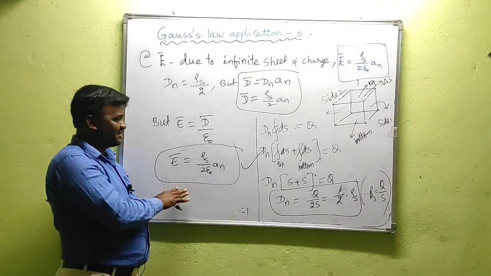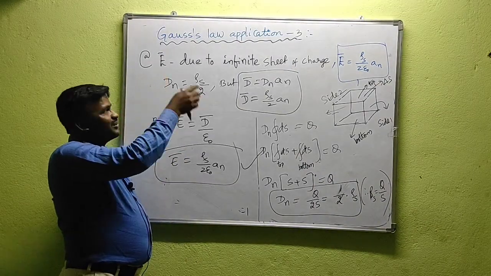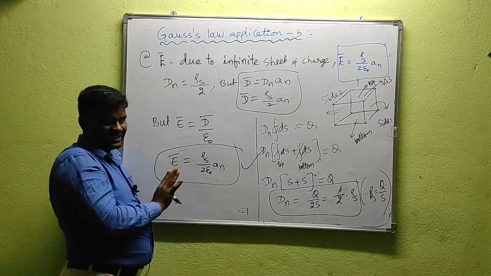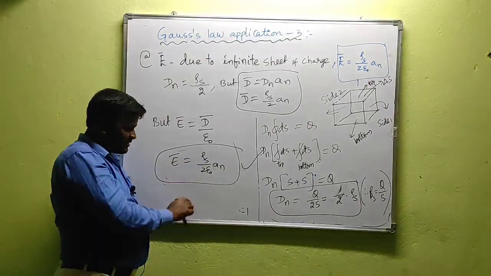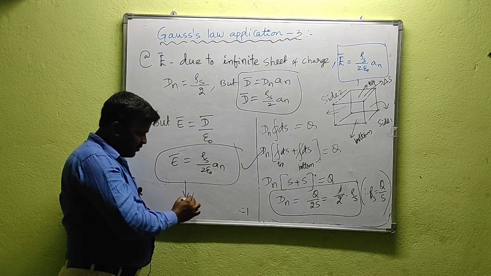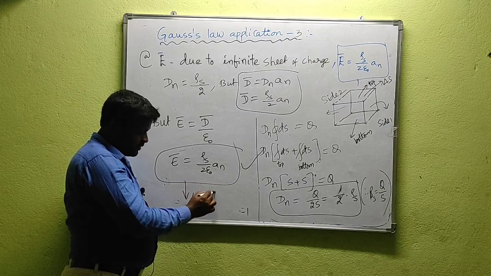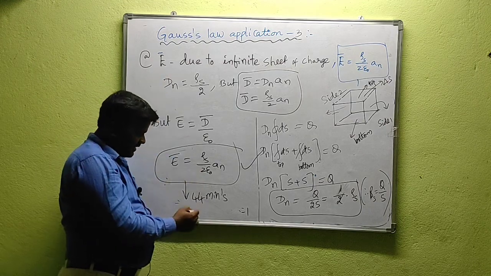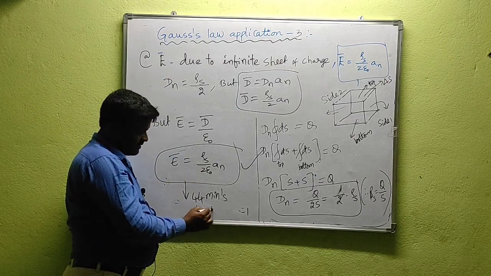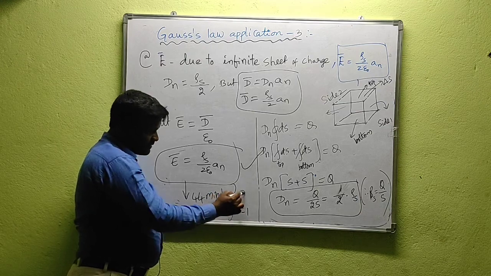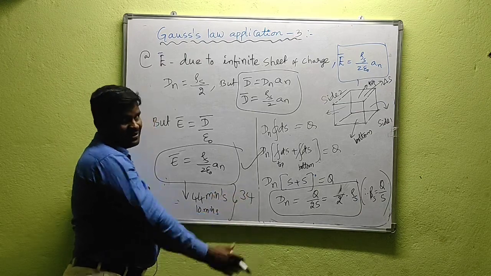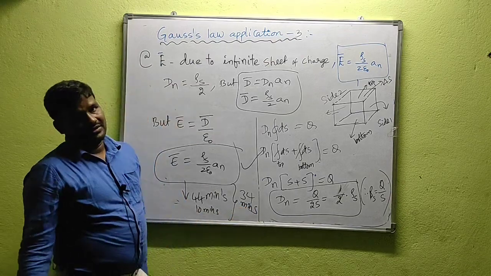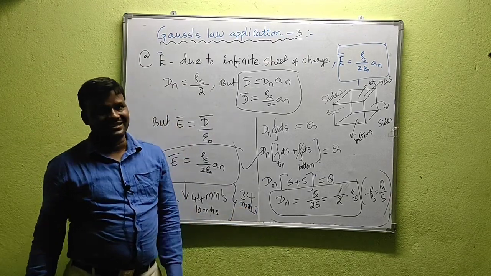The application of Gauss law is that we can find electric field intensity due to an infinite sheet of charge. What is the expression? E equals rho s by 2 epsilon naught an. To derive this, I took around 44 minutes by using Coulomb's law, whereas by using Gauss law, roughly I have taken only 10 minutes. So around 34 minutes of our time is saved. That is the specialty of Gauss law.